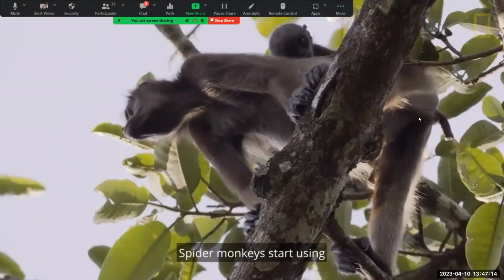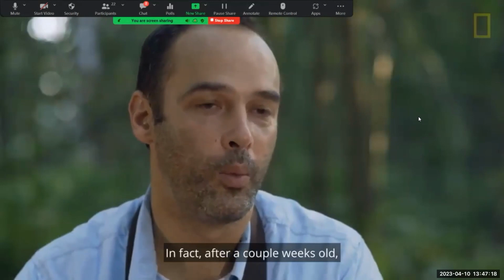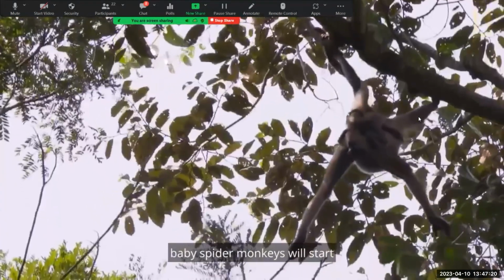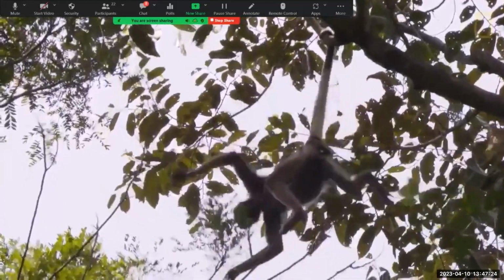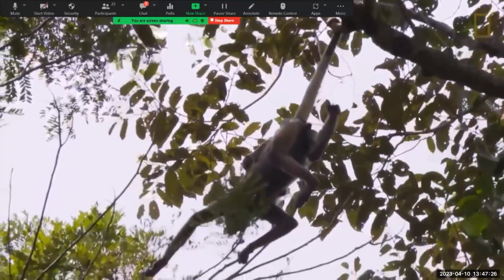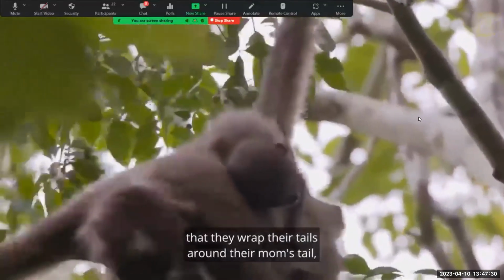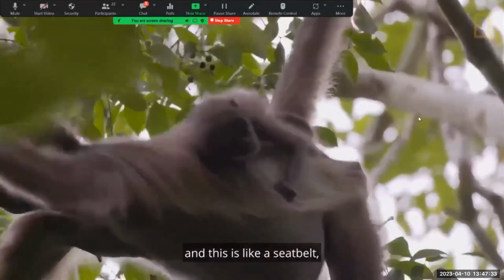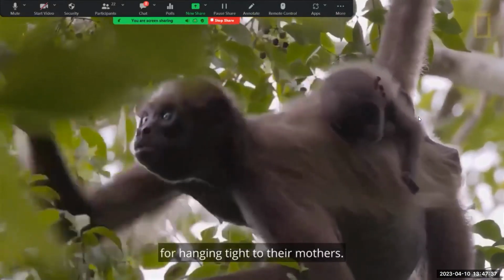Spider monkeys start using their prehensile tails very early. In fact, after a couple weeks old, baby spider monkeys will start to ride on their mom's back. And it's very interesting that they wrap their tails around their mom's tail, and this is like a seat belt, like a security belt that they have for hanging tight to their mothers.